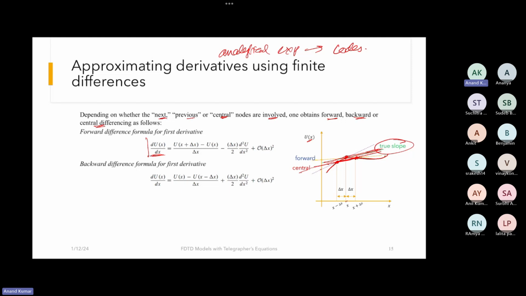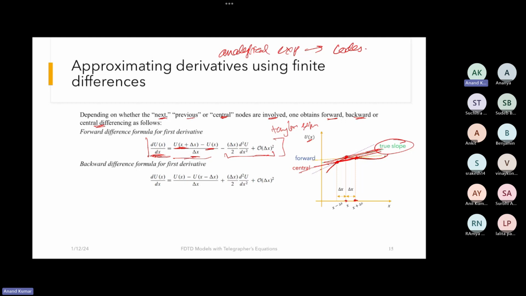If you're trying to find the slope at the x value, this is how you expand it. This is the value of your function at x plus delta x, minus the value at x, divided by delta x, and then you have some more terms, and these come from the Taylor's expansion. This is how you approximate the first derivative. You find the slope using finite differences, and this is the forward difference.